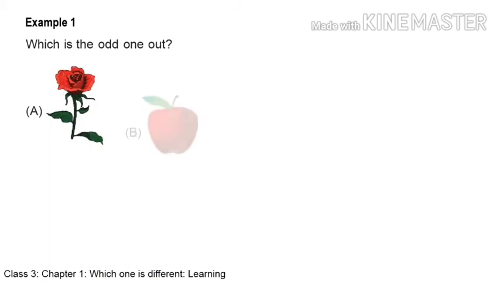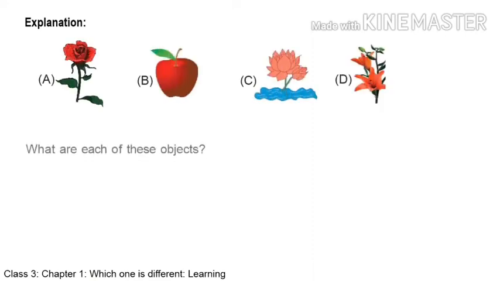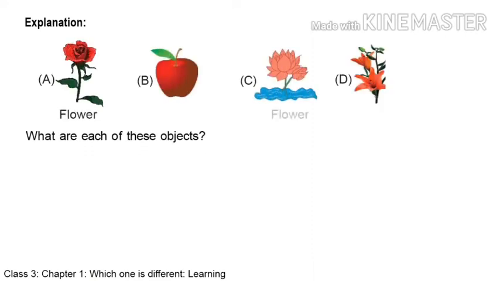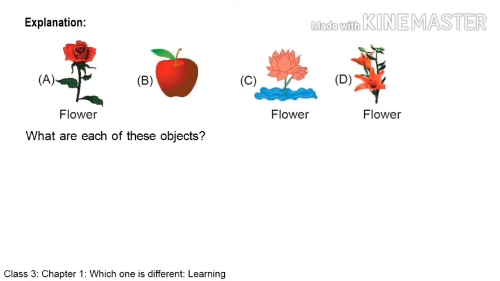So students, let's look into these examples and identify which are similar and which one is different. Is it option A, B, C or D? We can observe that among all the given options, options A, C and D are flowers, while option B is a fruit. So option B is the odd one out.